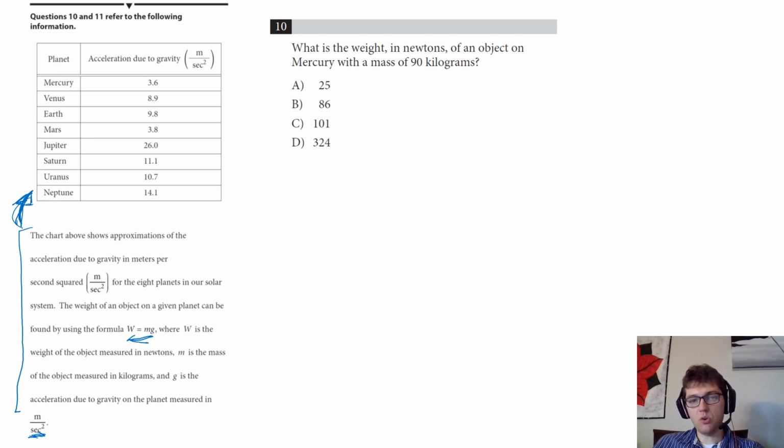What is the weight in newtons of an object on Mercury with a mass of 90 kilograms? So note the only equation that they give you in this paragraph is W equals mg. So know that you're going to be leaning pretty heavily on this W is equal to mg to start with. Anytime they give you an equation, you know that you're going to have to be using it. So you have two pieces of information here. One is that the mass is 90 kilograms. So that's 90 kilograms.